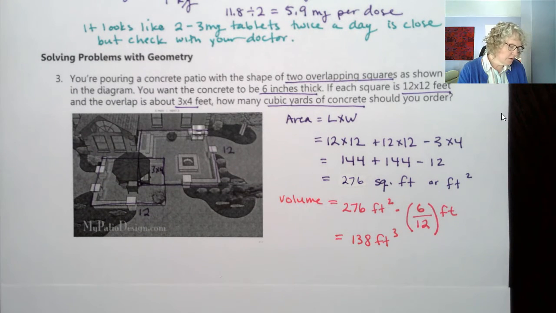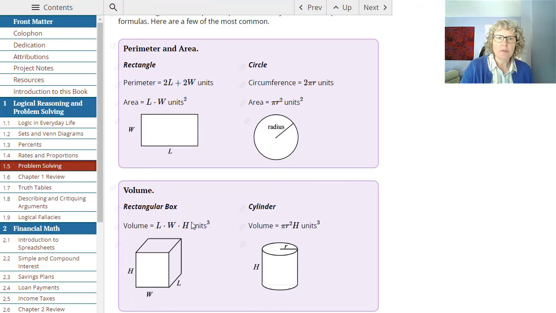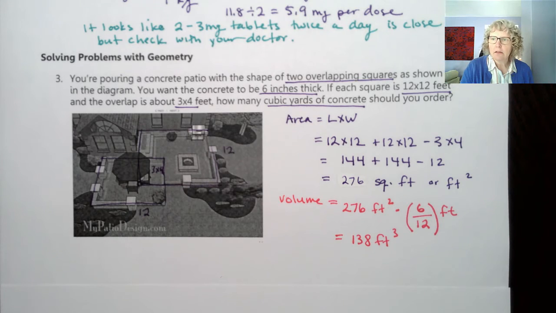All right, so we've used our geometry formulas for area as length times width. I didn't show you the volume one, but the volume is length times width times height. So that's what we did: we took our area essentially times the height.